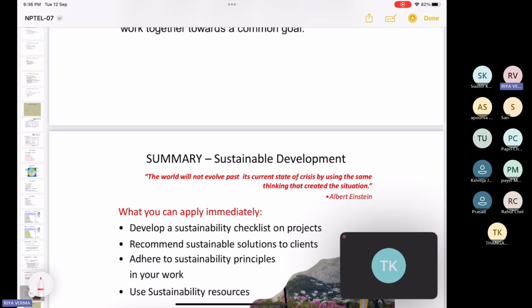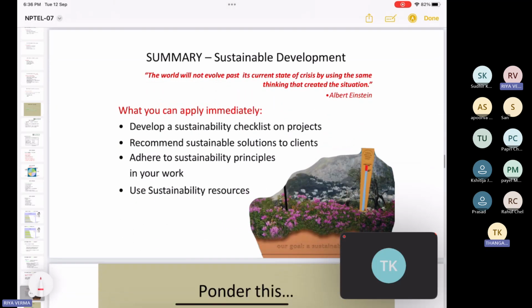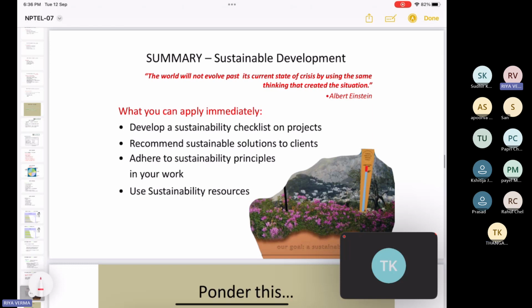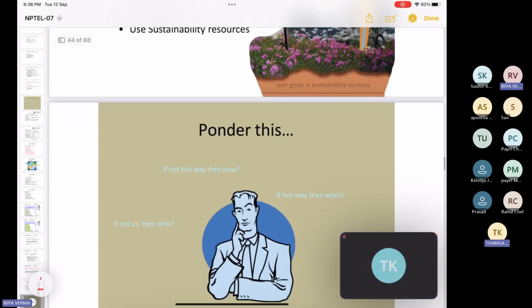So it means that if we want to go past a state of crisis, first of all, we need to shift our mindset from that state of crisis. And what you can apply immediately is that we should develop a sustainability checklist on the projects, and recommend sustainable solutions to the clients, adhere to our sustainability principles in our work, and we should use sustainability resources.